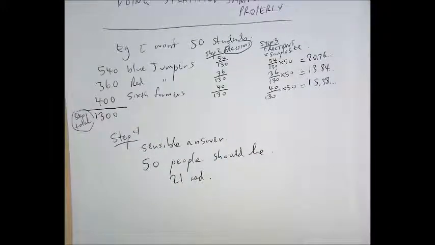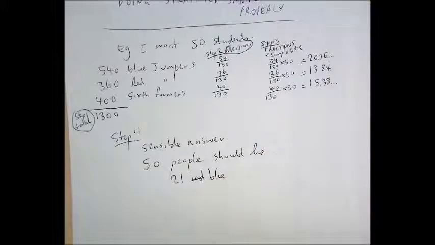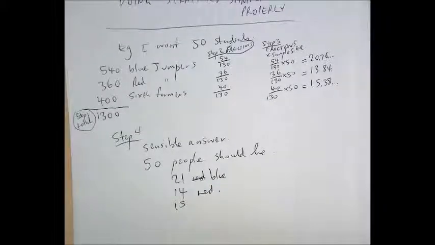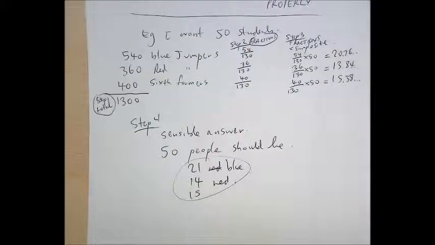Yeah? Scarlett, how many... Oh, wait on. That's blue. Scarlett, how many red should I have? You should have 14. 14? And how many sixth formers should I have? 15. Does that add up to 50? Yes, it does. There we go. So that's how you do it. Is everyone clear on that?